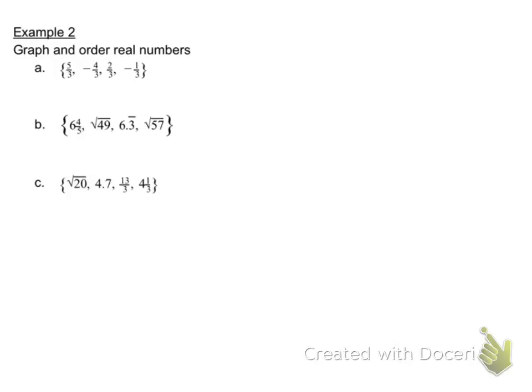So -4/3 is the smallest number. And then the next one is -1/3. Then it goes to 2/3, and then it goes to 5/3. We can hopefully see that, but let's put them on a number line to make it easier for us.